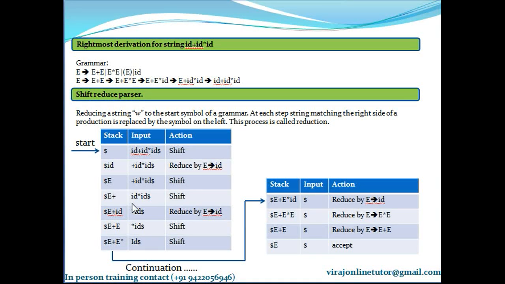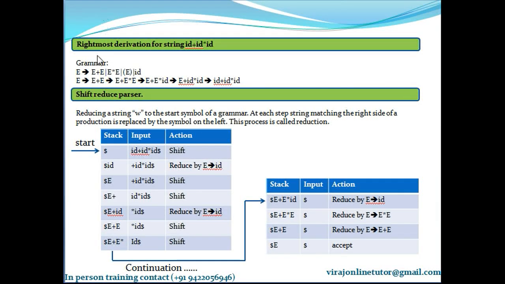In bottom-up, we start with the input string. We keep on replacing the right-hand side of the production with the left-hand side, and we keep on reducing till we find the starting symbol. Okay, that is what a bottom-up parser is.